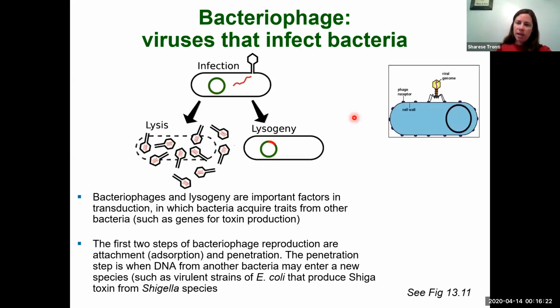And this is very important when we're talking about transformation. So if you recall, when we were talking about how bacteria share genetic material, we talked about transformation being one of those methods. So here we're only specifically talking about bacteria and bacteriophages. But for bacteria, lysogeny is important for sharing genetic material.